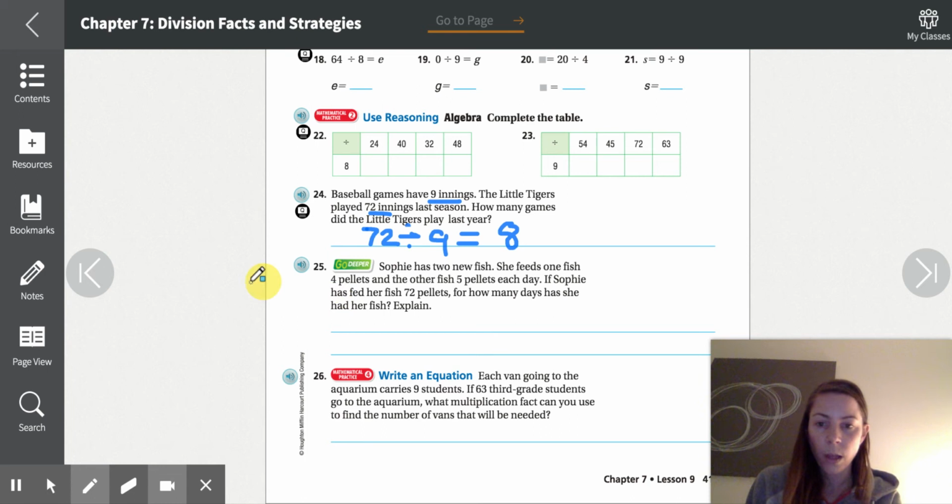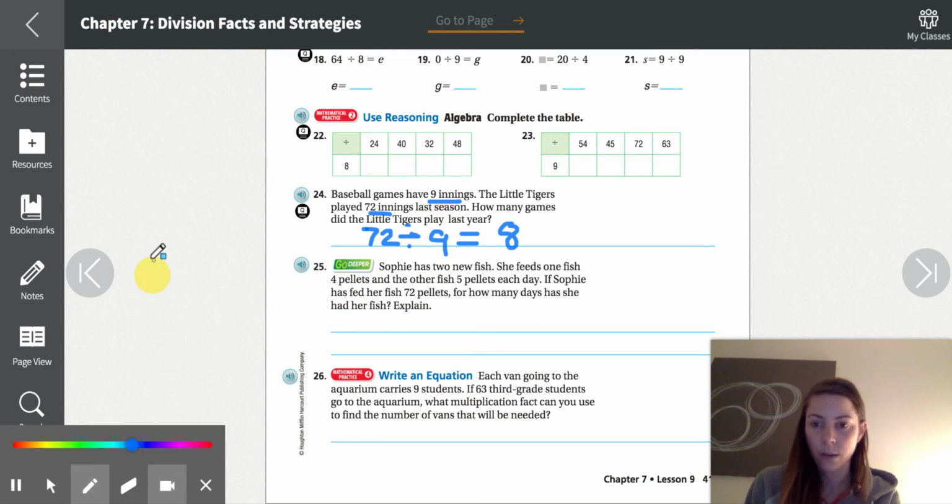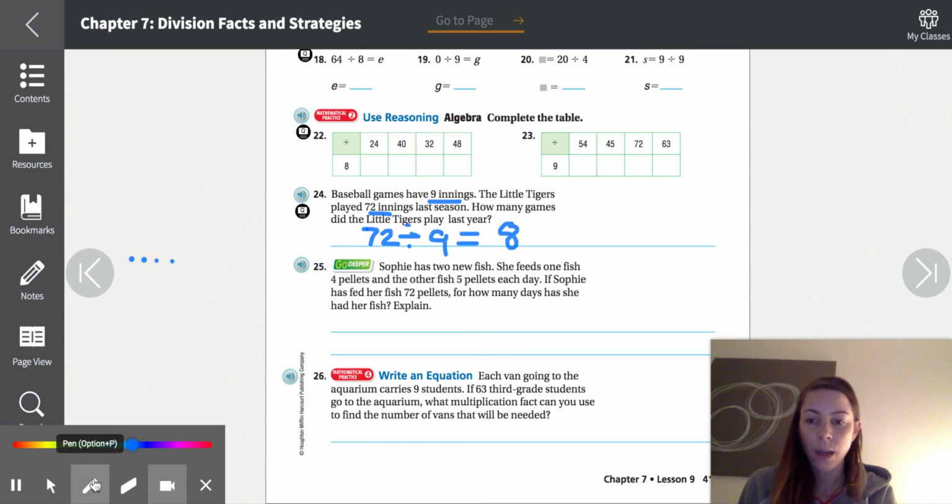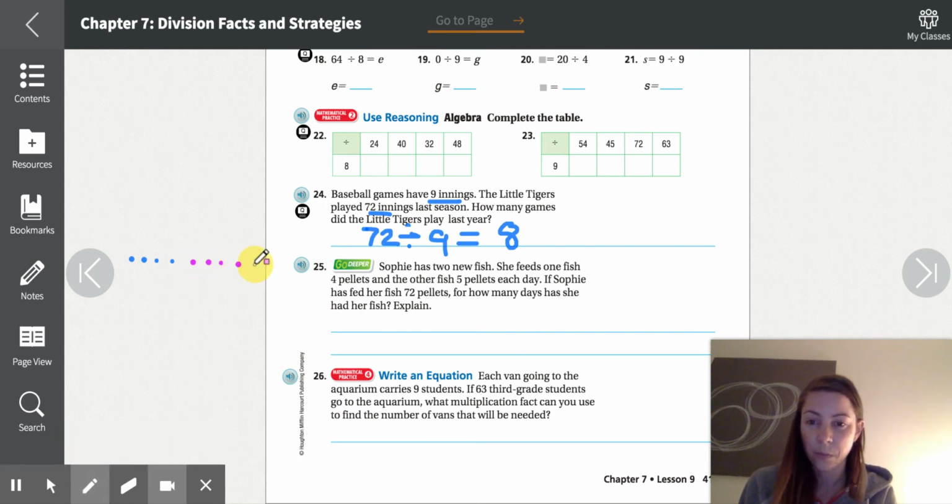So I'm going to think of this as a picture first. Her first fish, she has to drop in 4 pellets for him to eat, right? And her other fish, she has to make sure he gets 5 pellets to eat. And this has to happen every day, right? And she is going to do this until she gets to 72.